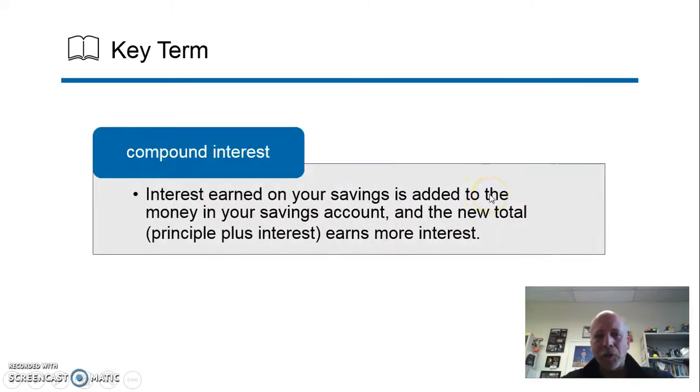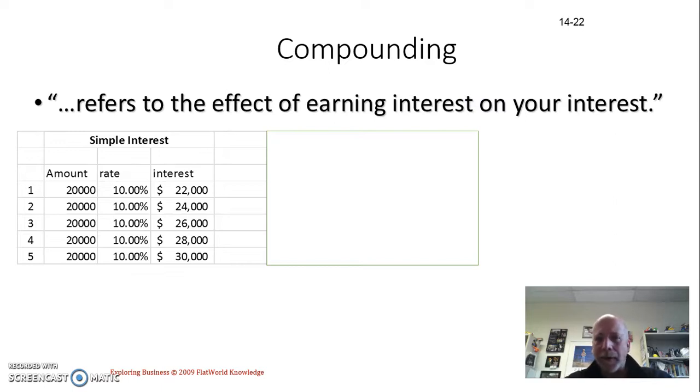Compounding interest is interest that is earned on your savings account and that is added to your savings account. Then when we add interest, we're getting interest on the interest. Here's a short little example that I put together. If you have $20,000 in a savings account and it pays 10% interest, you get $2,000 worth of interest. So at the end of year 1, you have $22,000. The next year, you get the same $2,000, the next same $2,000, $2,000, $2,000, and at the end of 5 years, you have $30,000. That's what we call simple interest.